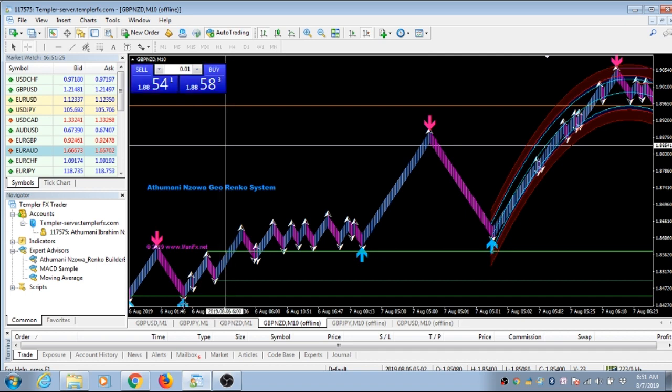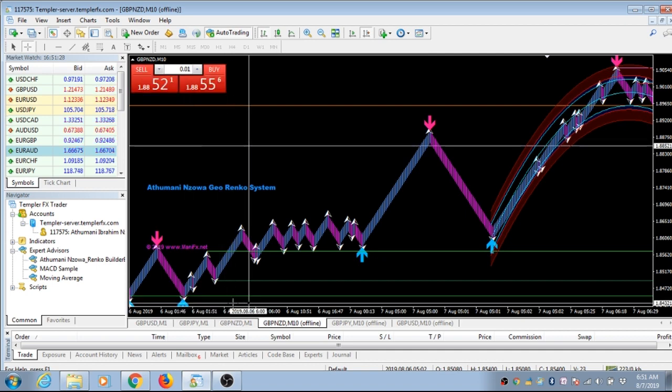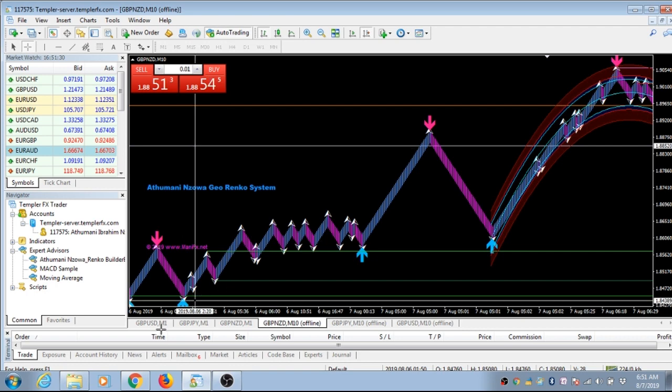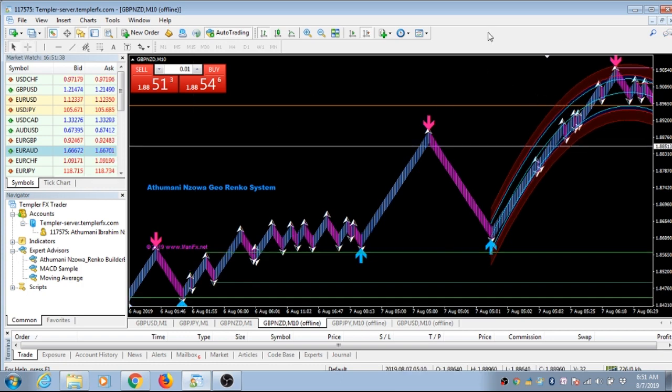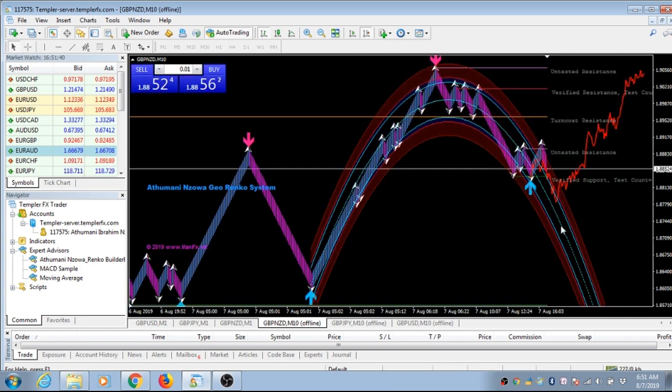Okay, as you can see, within just 2 days, I had a signal here, and then it went up to here. So there was 1, 2, 3, and then now the market is falling. As you can see, the market is falling down.